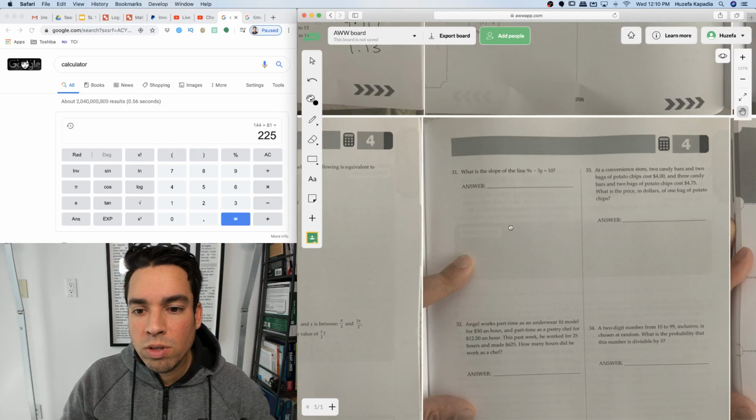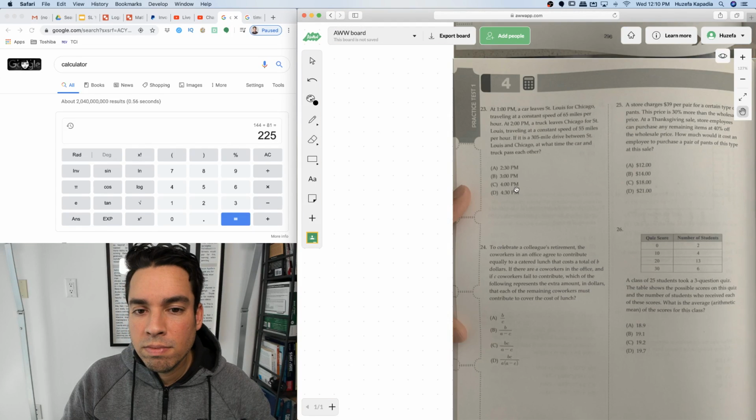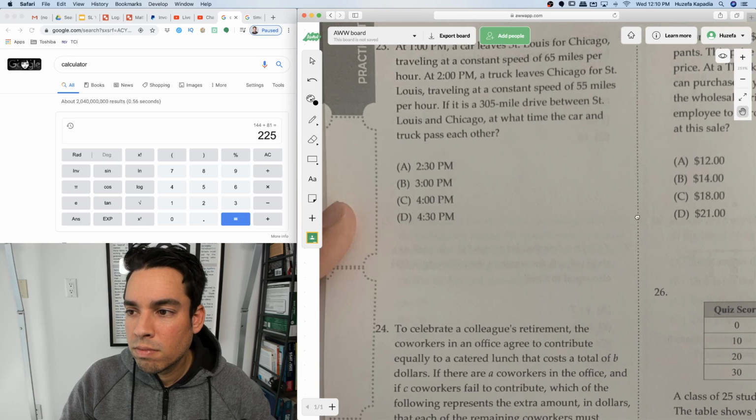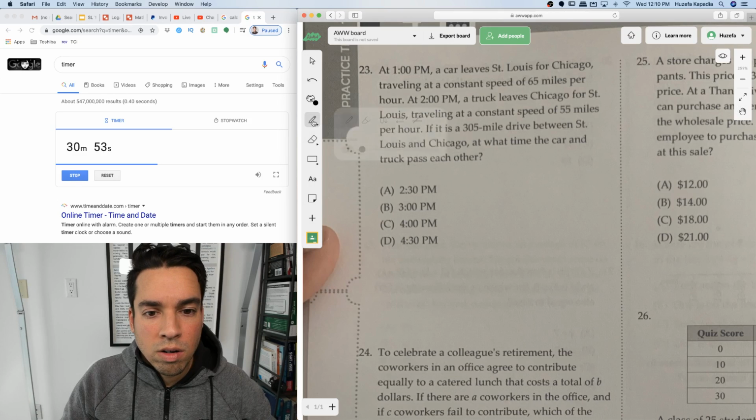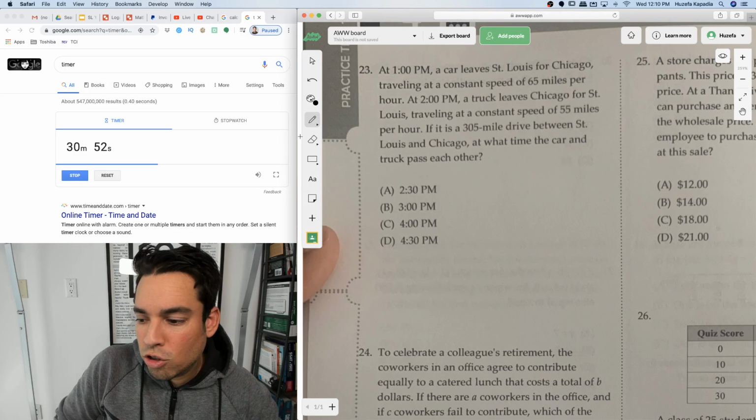Okay, we're about halfway done. Actually, we're more than halfway done. And we are a little under halfway done with time. So now we're back on track with time, I think.